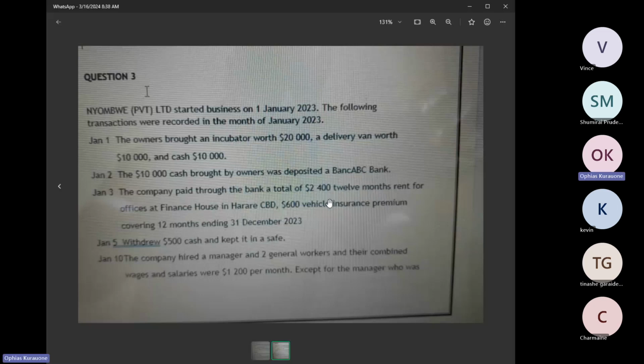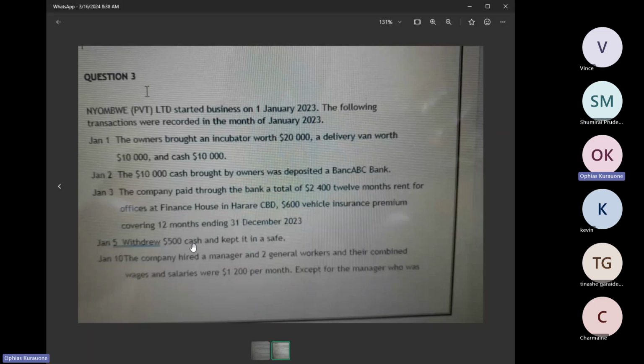So here the rent account should be debited by 2,400. Then you credit the bank account. That's the double entry system. Two accounts are affected. Then here $600 vehicle insurance, which means you debit the vehicle insurance premium account. Then you credit the bank account, which is what the bank is paying.